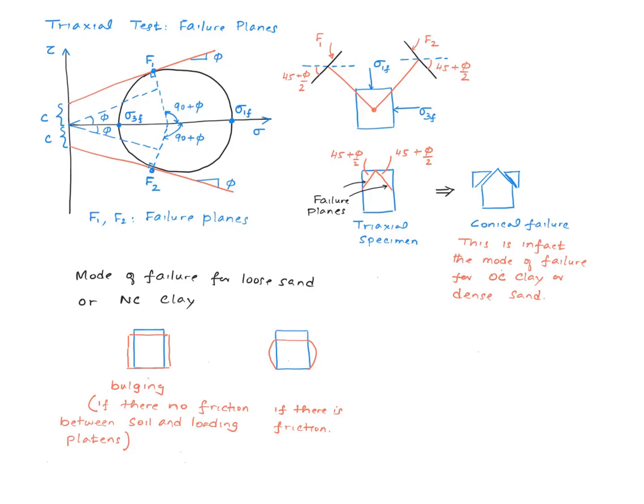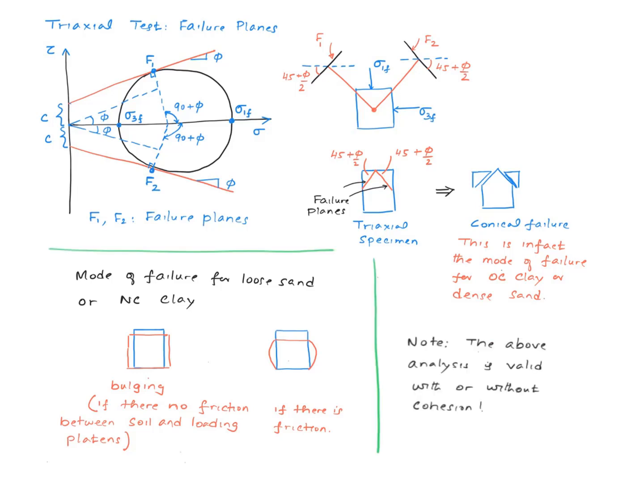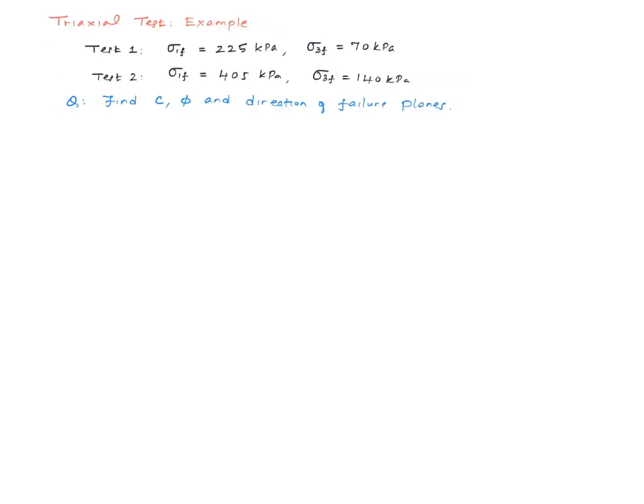But something like this produces non-uniform stresses inside the specimen and leads to erroneous results, and therefore we should avoid this at any cost. Finally, I want to point out that this analysis right here is valid with or without cohesion. In other words, whether you have cohesion or not, the orientation of the failure plane is 45 plus phi/2 to horizontal. Let's do an example here.